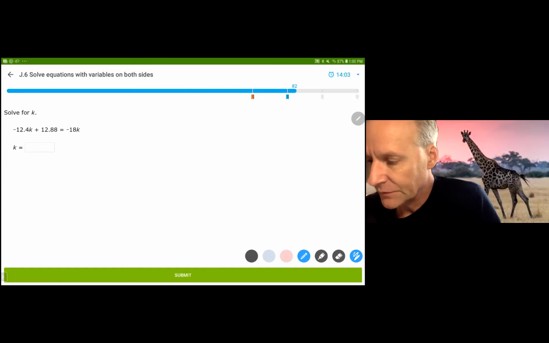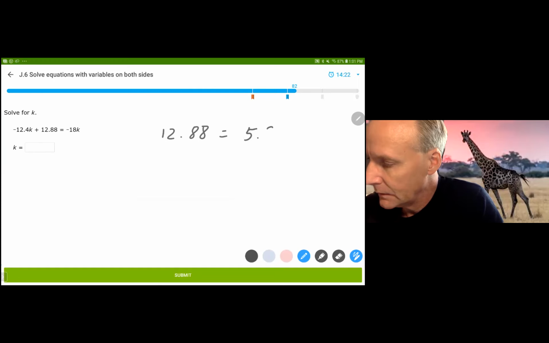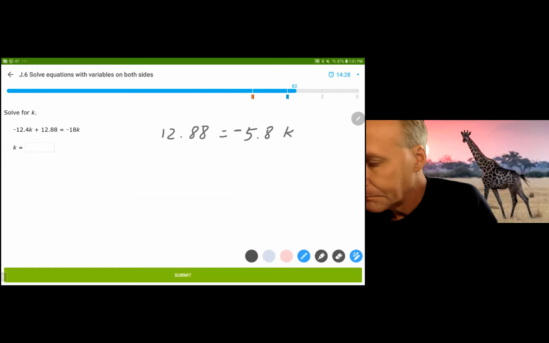Now we've got some decimals going. We've got the negative 12.4k and a negative 18k, and I've got 12.88. Now what I'm going to do is I'm going to add the 12.4k to 18, which gives me 5.8k. Sorry, negative 5.8. And then I'm going to have to divide by negative 5.8.